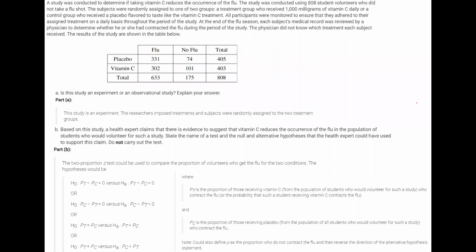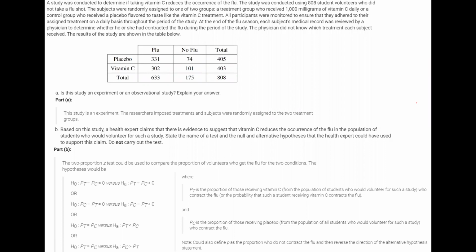Okay, so I think this is the 18th of May quiz. Let's go over the first question. A study was conducted to determine if taking vitamin C reduces the occurrence of the flu. The study was conducted using 808 student volunteers who did not take a flu shot.